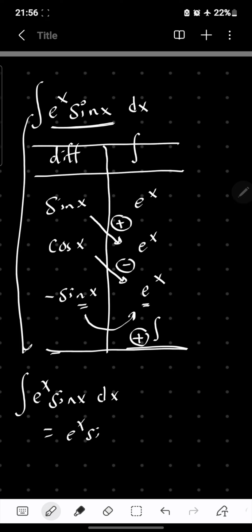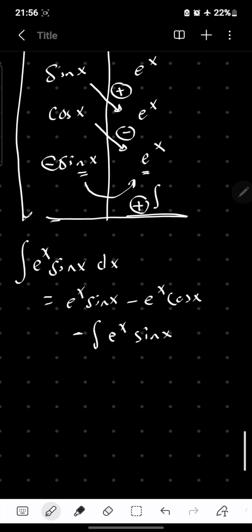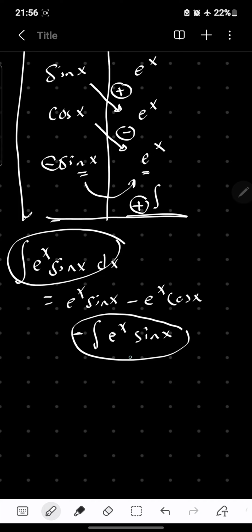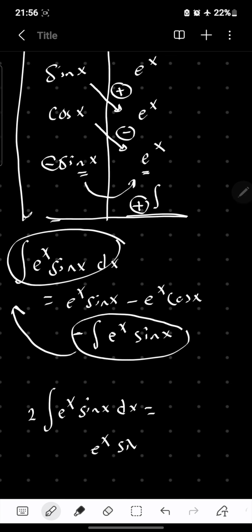e^x sin x minus e^x cos x plus, and here we have minus times plus minus the integral of e^x sin x dx. Let's take a look at this term and this term. We can add to both sides the integral of e^x sin x. We get here 2 times the integral of e^x sin x dx equal e^x sin x minus e^x cos x.